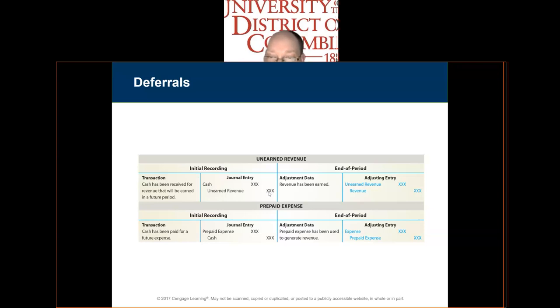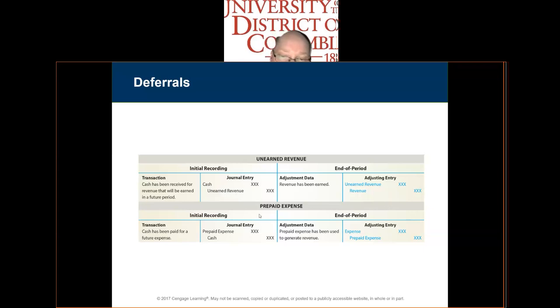And then, when the wedding actually happens, we are going to debit unearned revenue to reduce our unearned revenue account. Again, unearned revenue is a liability account. And we're going to credit our revenue account, which is our sales. That's an equity account. And we're going to increase our equity, or revenue account, by crediting revenue.